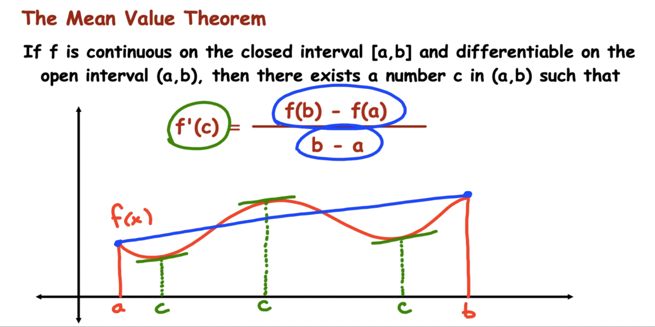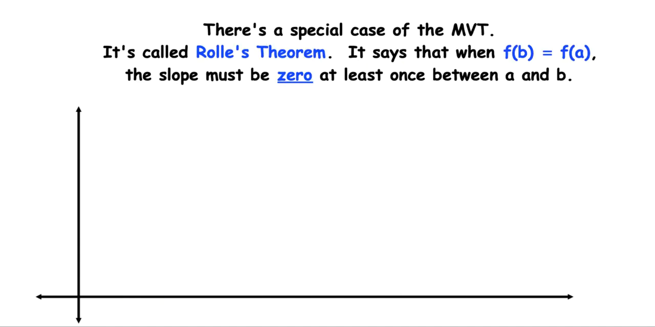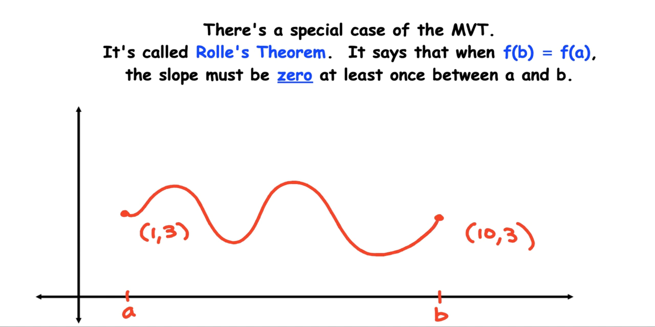All right. If you have a slope of 0, it's a special case called Rolle's theorem. And all Rolle's theorem is, is that it's MVT except the slope is flat or horizontal. So let's say the function f of x goes through the point (1, 3) and does its thing and ends at, or goes through, (10, 3). And the overall slope between (1, 3) and (10, 3) would be 0, of course. They're at the same height.